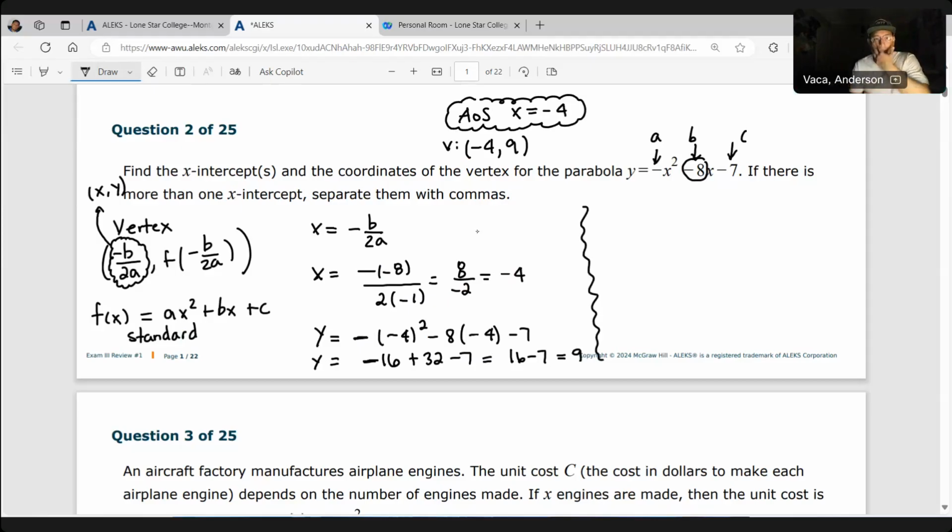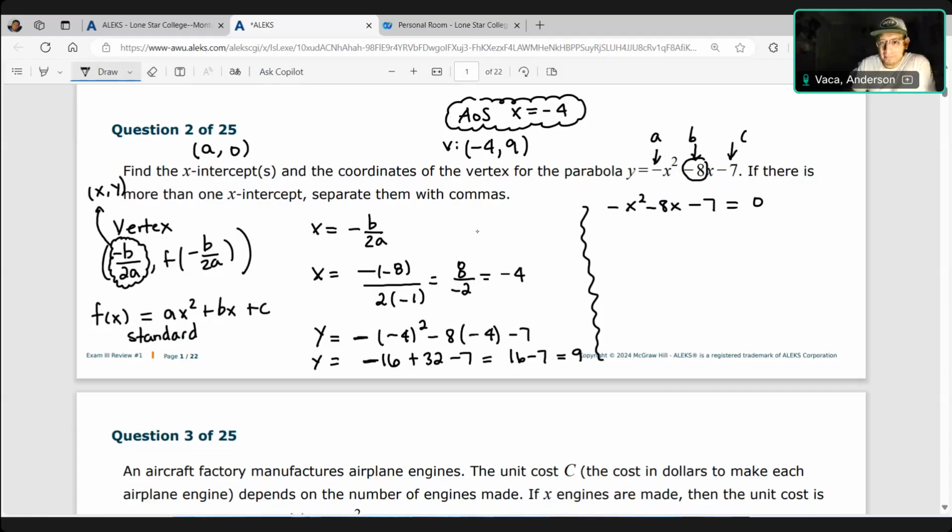Alrighty then, the x-intercepts. To find the x-intercepts, we need to solve the equation negative x squared minus 8x minus 7 is equal to 0. The reason we're doing that is an x-intercept is of the form some value for x, 0 for y. So in this case, y is equal to 0, and we're trying to find what those values for x are.